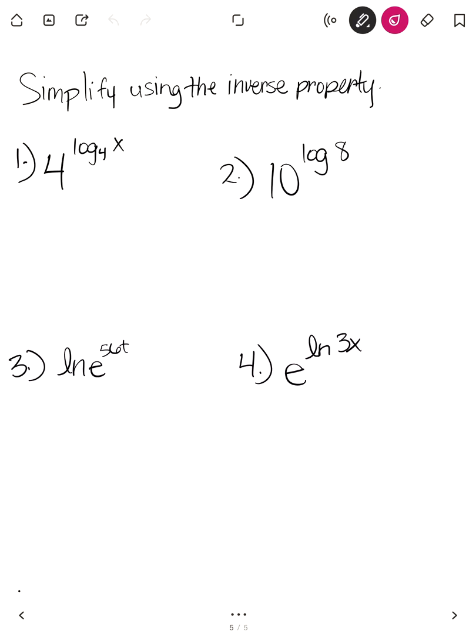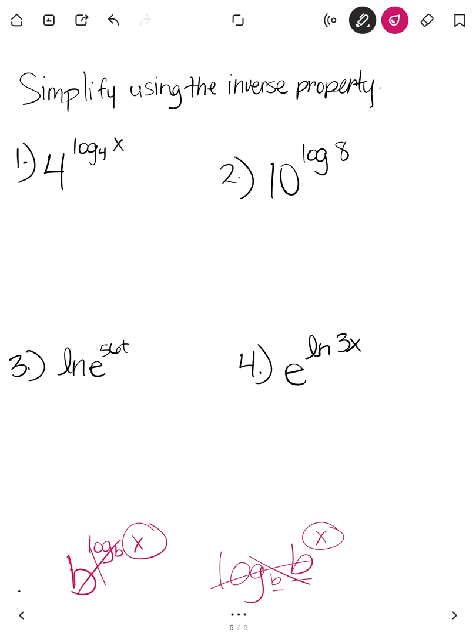The last one, this inverse property, if the base of the exponential matches the base of the log, they cancel each other out. So again, if I have a base of an exponential raised to a power of a log where that log's base is b, they cancel each other out. I'm left with x. Or if it's in log form with the base b and its number is b to a power, it cancels out if they're the same, and I'm just left with the exponent.